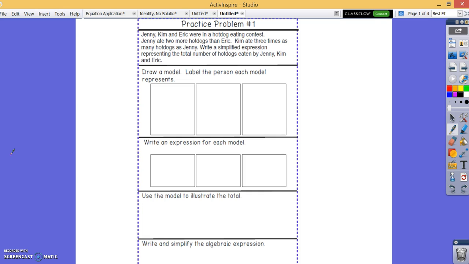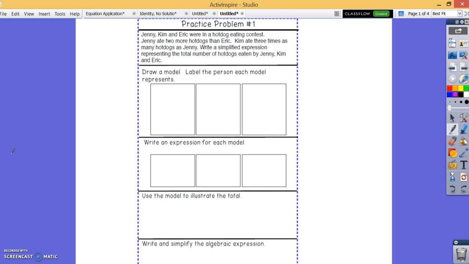So, the first thing we're going to do is read the problem. It says, Jenny, Kim, and Eric were in a hot dog eating contest. Jenny ate 2 more hot dogs than Eric. Kim ate 3 times as many hot dogs as Jenny. Write a simplified expression representing the total number of hot dogs eaten by Jenny, Kim, and Eric.